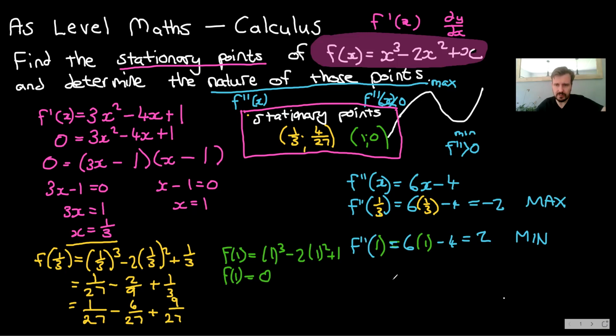Okay, so now we would simply write out our answer. The stationary point here, a third and 4 over 27, is a max. And then 1 and 0 is a min. Okay, and when we look at this function, it makes sense because our maximum over here would kind of be over here, which would be a third and 4 over 27. And then the other one, when I said it probably looks like something like that, well, yes, it does, because our minimum here would be 1 and 0.